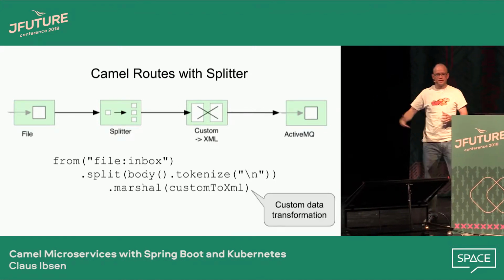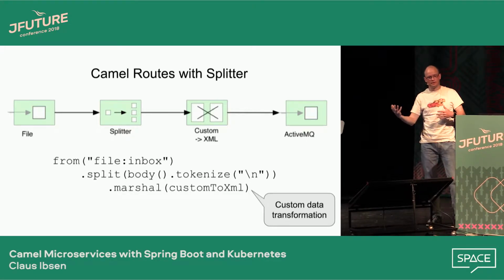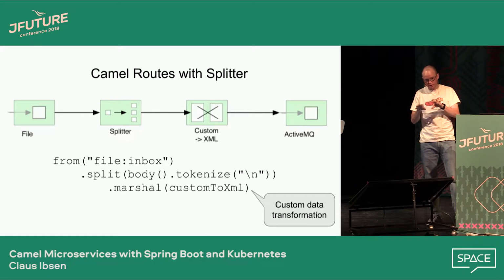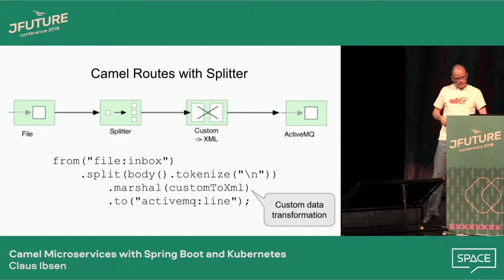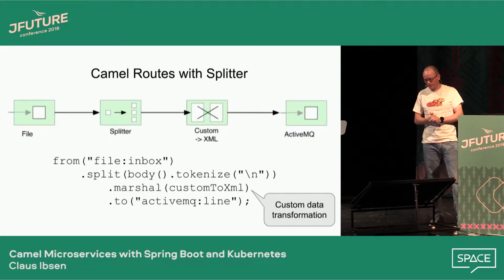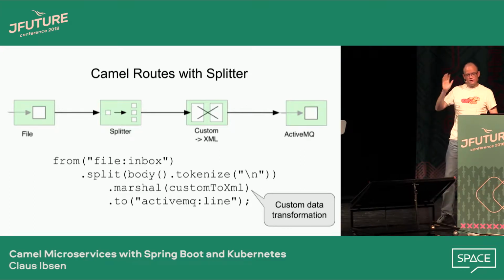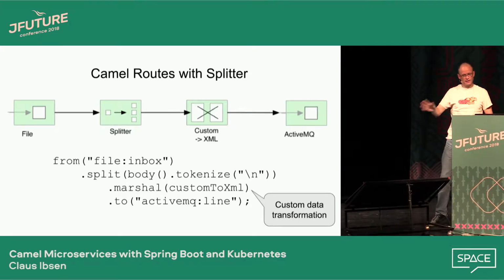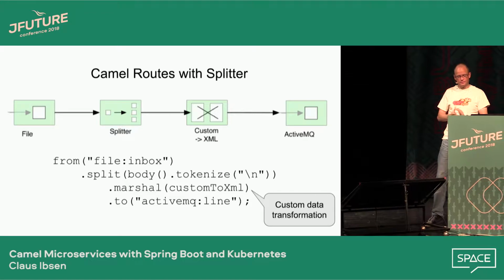Then we do some sort of message transformation using a marshal from some sort of custom format to XML. This is where you write some code yourself because it's a custom format. And then you can send that XML message to a message queue named line, for example. So 4 patterns from the book can correspond to 4 lines of code with Camel.